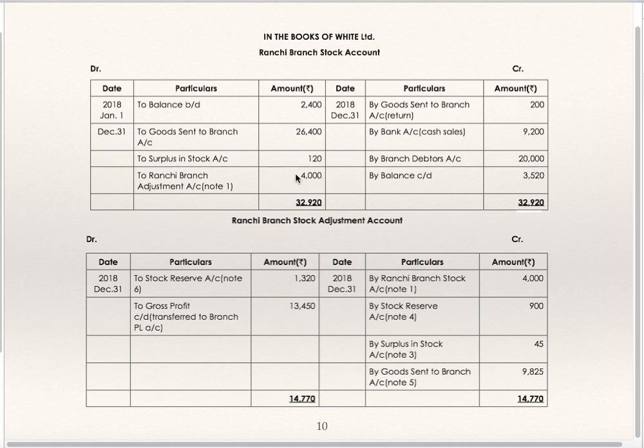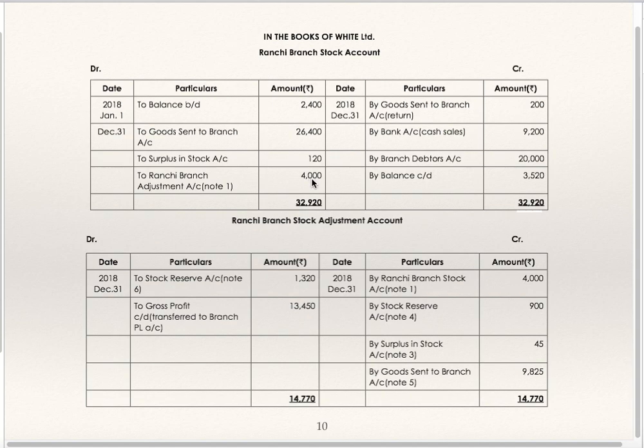Debit it to branch stock account and credit it to branch stock adjustment account. So 20,000 minus 4,000, everything will be at invoice price. Cash sales by bank at invoice price. Balance carried down 3520 at invoice price. Loading will be debited to stock reserve.